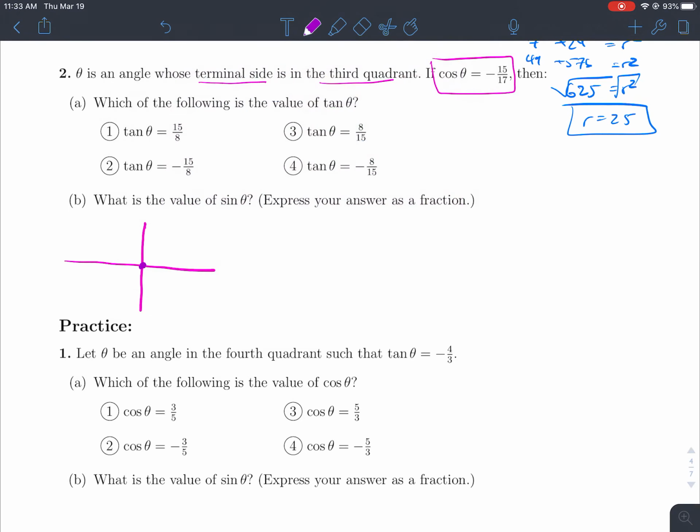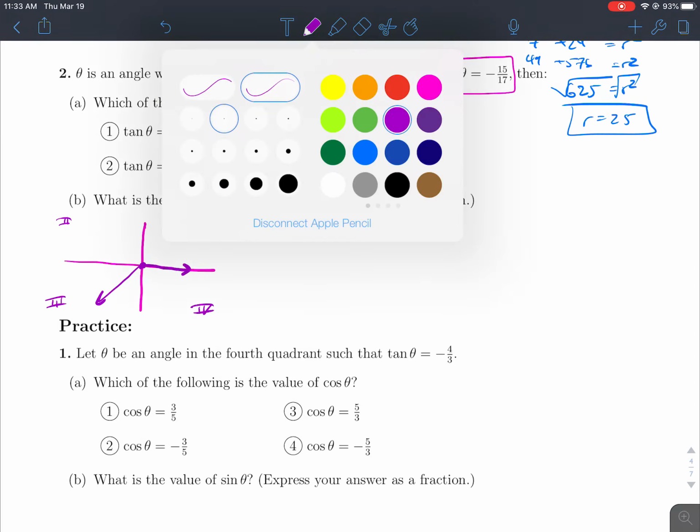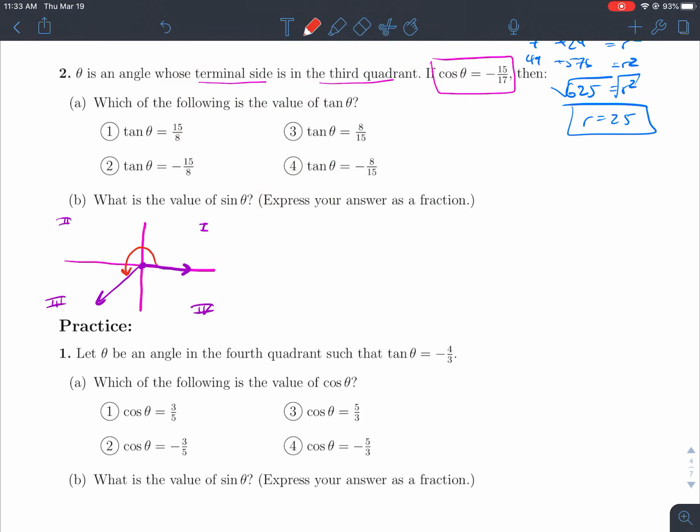So we draw this. We know our angle is in the third quadrant, so we place it into the third quadrant. 1, 2, 3, 4. And we can sketch our angle here. This is theta. Now we know that our angle is going to have a point on the terminal side, which has an x and a y coordinate.